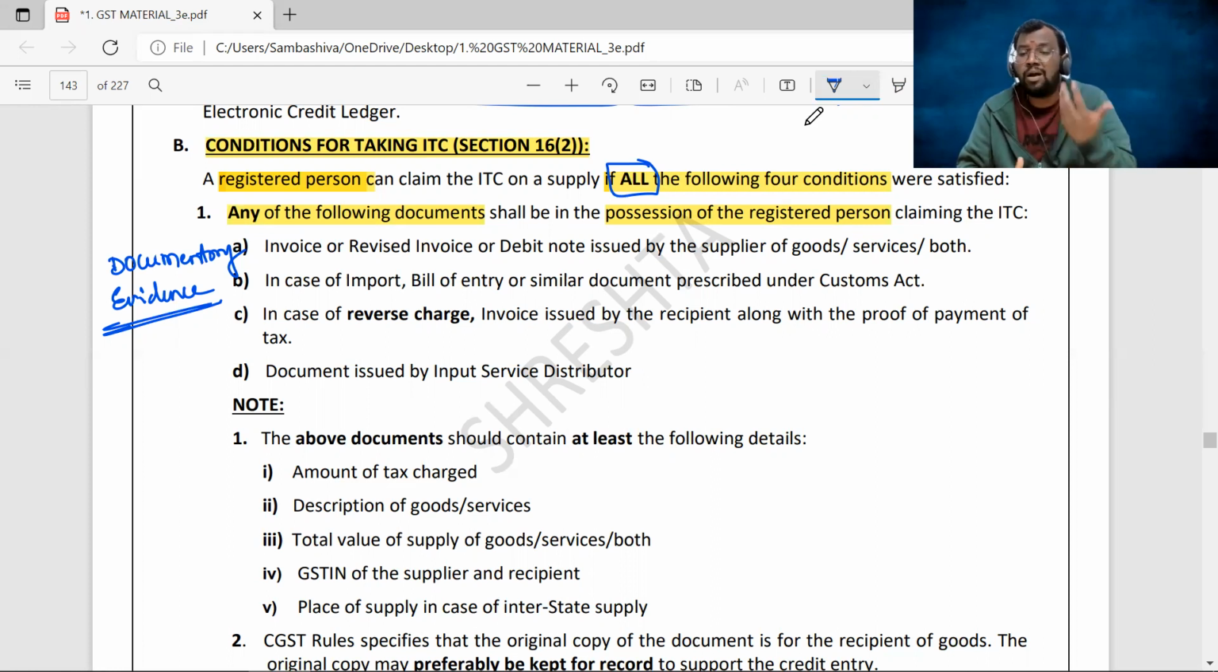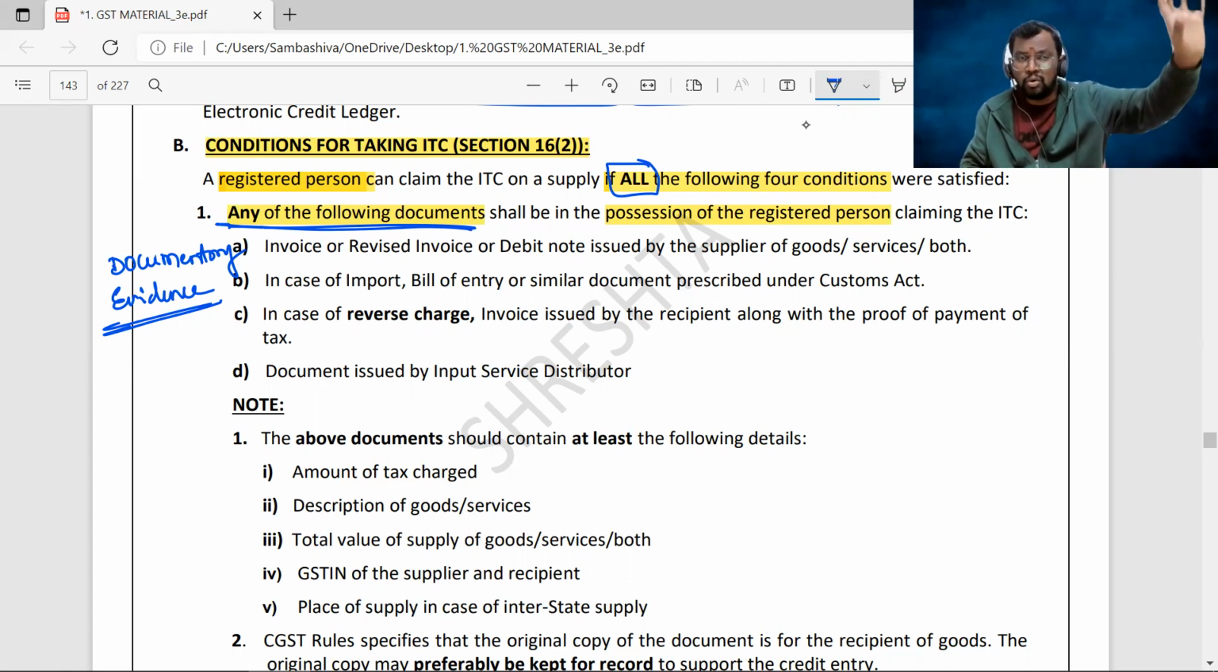So what kind of evidence do you have to produce? A documentary evidence. What kind of document should I produce? Look there: any of the following documents shall be in the possession of a registered person claiming input tax credit. You purchased goods from some person, right? Someone must have sold to you. Who sold to you? Sir, Mr. X sold the goods to me. My supplier is Mr. X. Okay, Mr. X must have issued some tax invoice to you, no? Yes, sir, he issued the tax invoice. And that tax invoice is a documentary evidence.